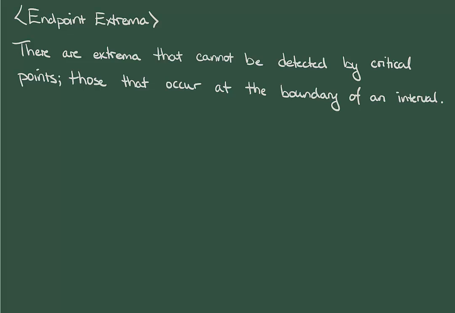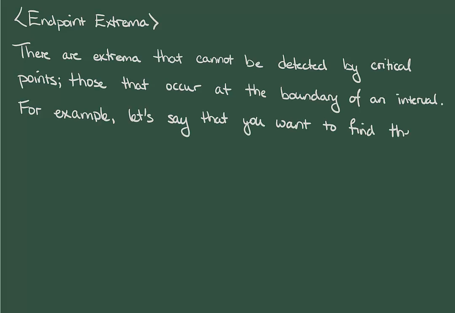So far, our search for maxima and minima has focused on using critical points. However, there's a single category of potential extrema that cannot be detected with critical points. If you're trying to find the extreme values of a function on an interval, these points occur at the endpoints of the interval. For example, let's say that we're trying to find the global max and min of the function f of x equals x squared on the interval -1, 2.